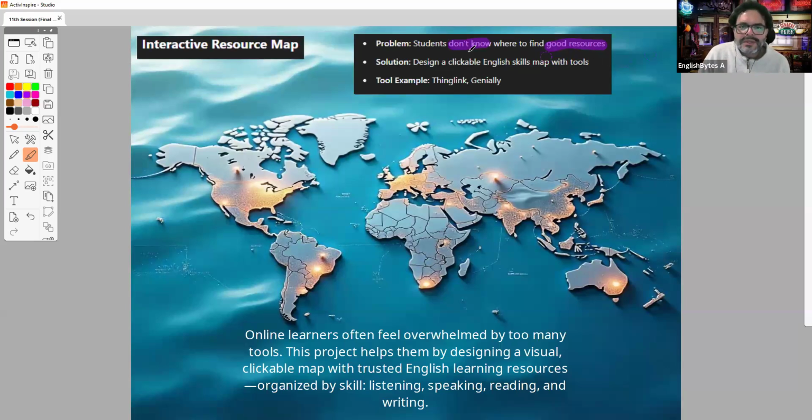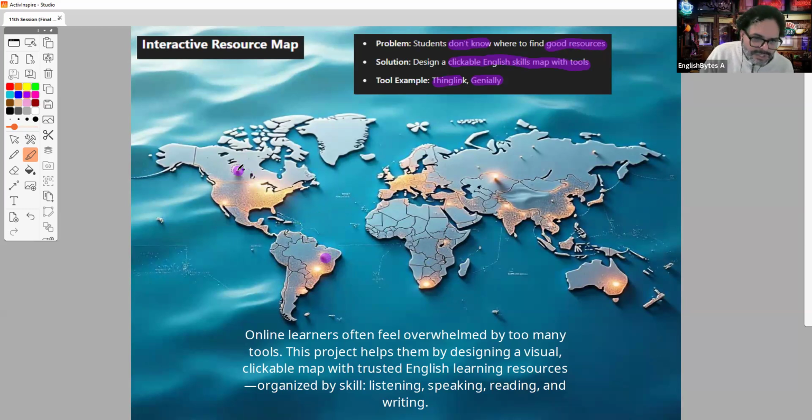Now, what's the solution? Design a clickable English skills map with tools. You can use ThinkLink or Genially. You know Genially? It has a template. You can have like a map. And let's say that here, for Canada, you have the exercises to practice speaking. Here in Brazil, you have exercises to practice, I don't know, writing.